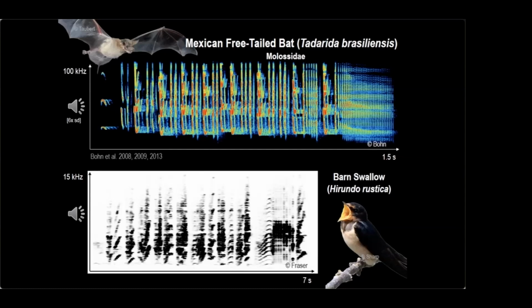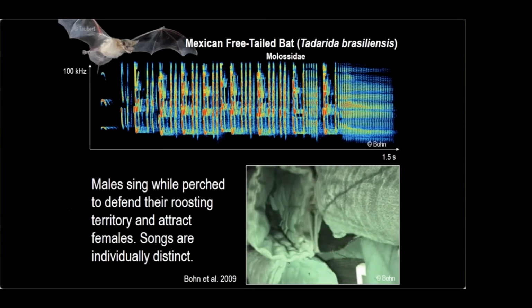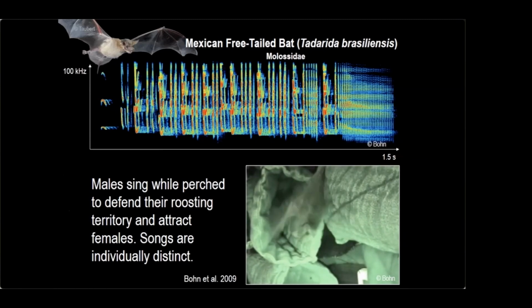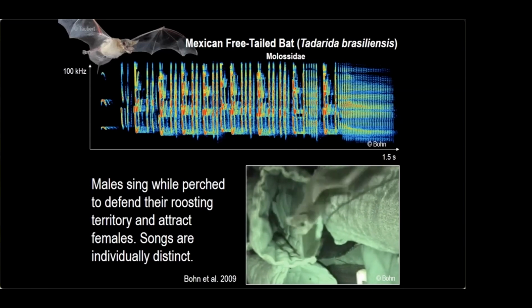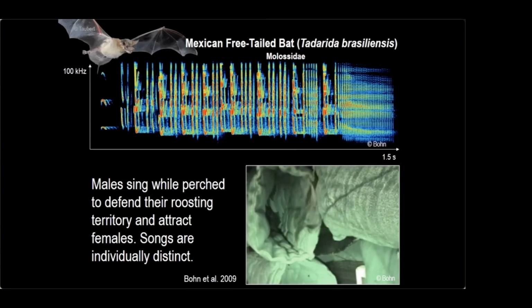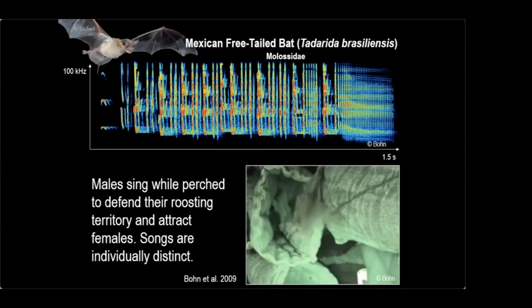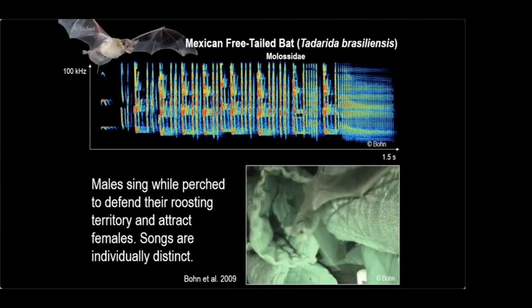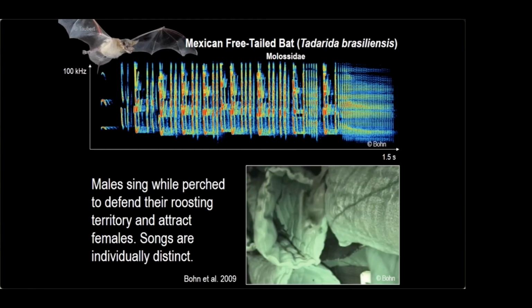So why do Mexican free-tailed bats sing, and where? In contrast to the hard-nosed bats, Mexican free-tailed bats do not only sing to defend their roosting territory, they also sing to attract mates, females, to their territory. What you see here in this video is a male Mexican free-tailed bat singing and also doing a wing flapping display to attract females to its territory that is visually visible behind here in this little pouch. And the songs are also individually distinct. So this is work done by Kesey Bone.